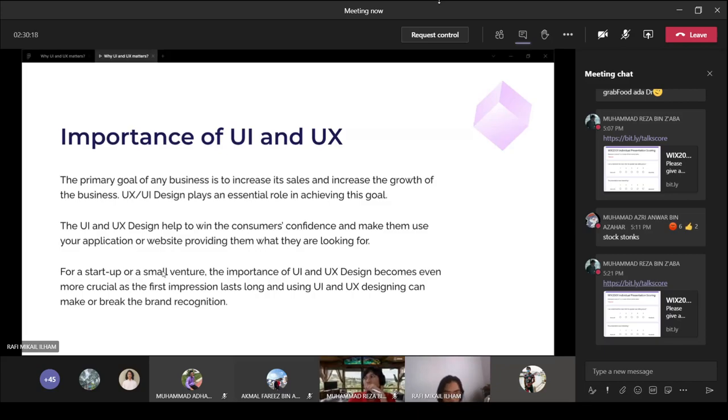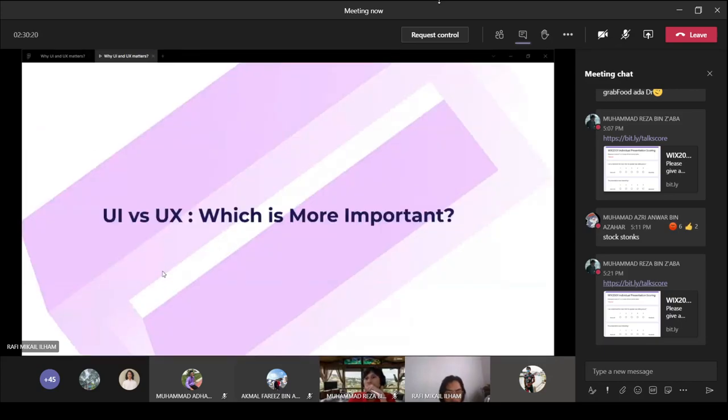So UI versus UX, which one is more important? Actually, many UI and UX experts don't agree to compare them because both of them are equally important things and cannot be separated. But I would like to give a good opinion from one of the UI and UX design experts. So UX design always comes first because we can overlook a bad UI design, but we cannot disregard a bad user experience.